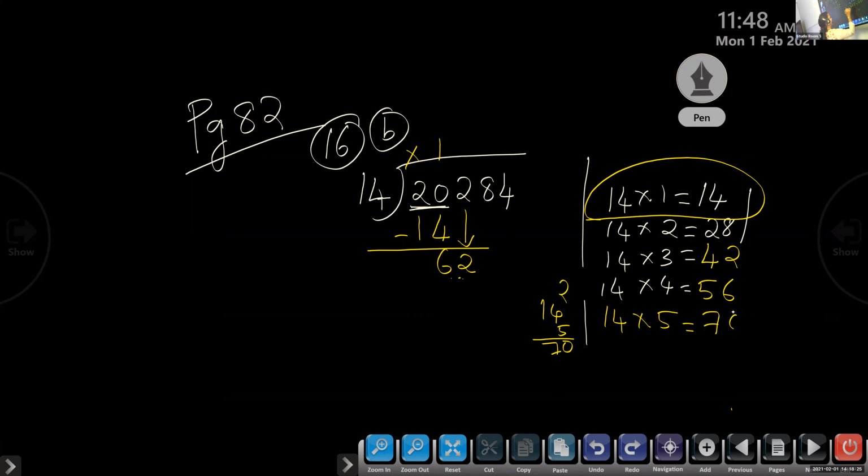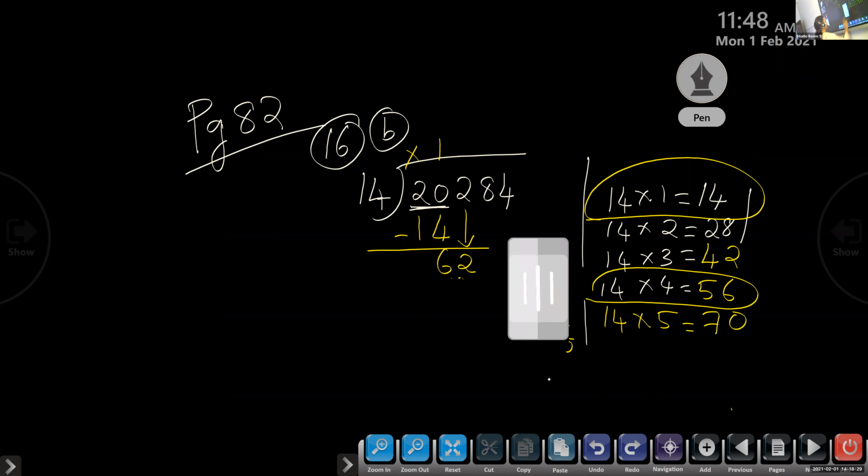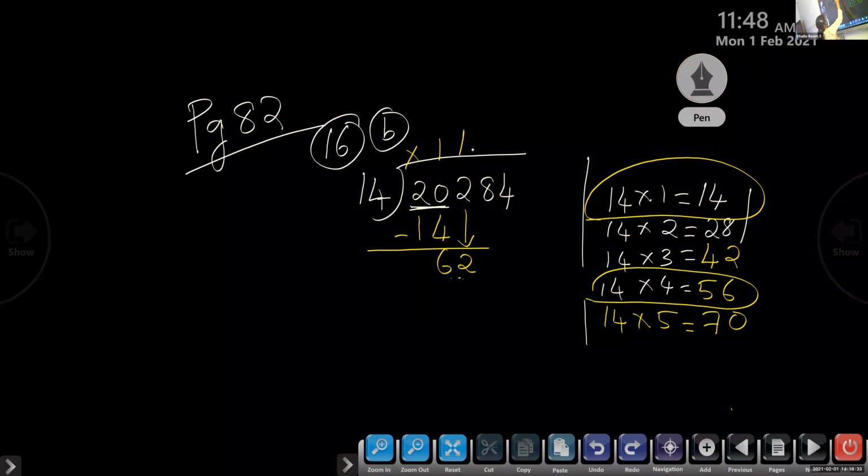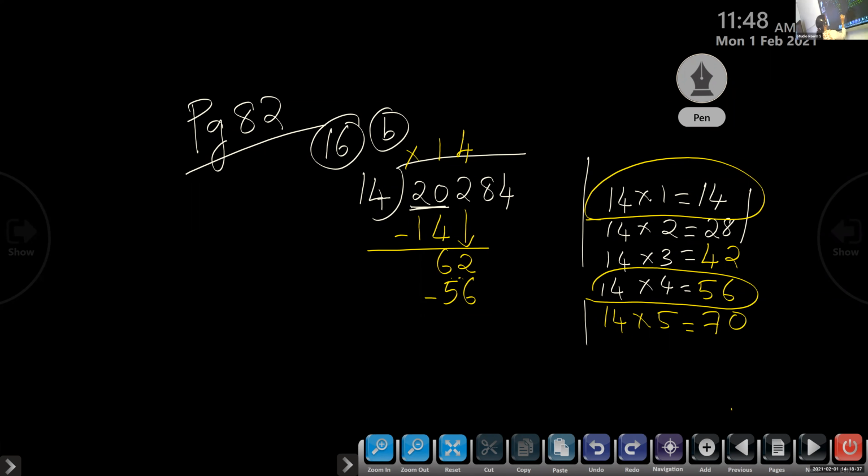So what can we take? We can take only 56, because we have only 62 in our hand. We cannot take 70. So 14 times 4, what's the answer? 56. Now subtract. 6. Then what do we have to do? Bring down 68.